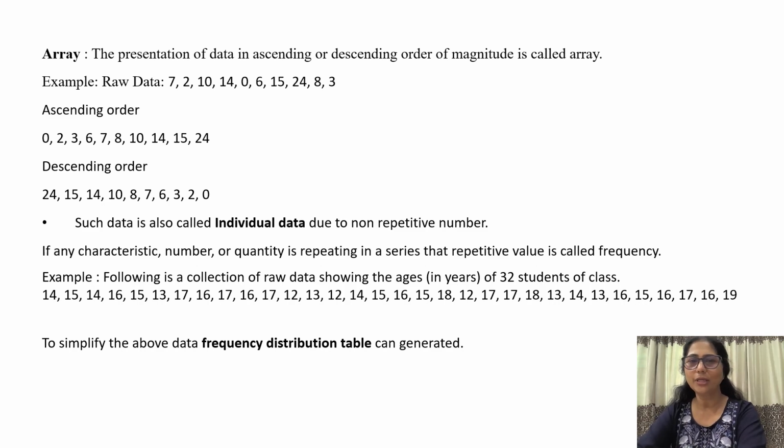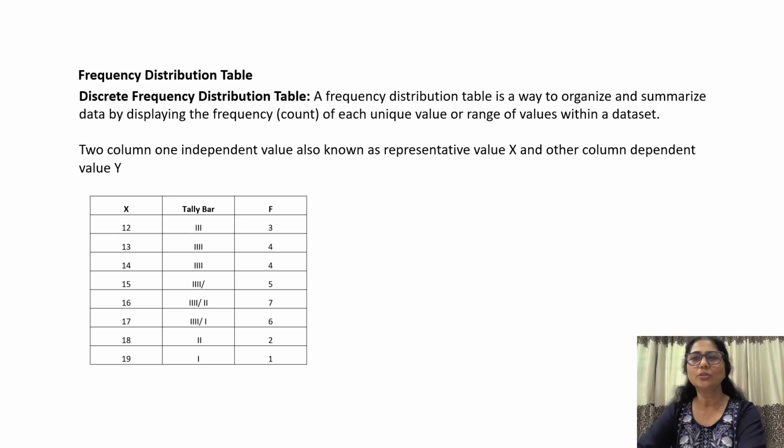So this is raw data, and we are finding that there are lots of numbers repeating. So we can get the frequency of each value. We can again simplify this data on the basis of a frequency distribution table. We can generate, simplify and classify this data on the basis of the construction of a frequency distribution table.